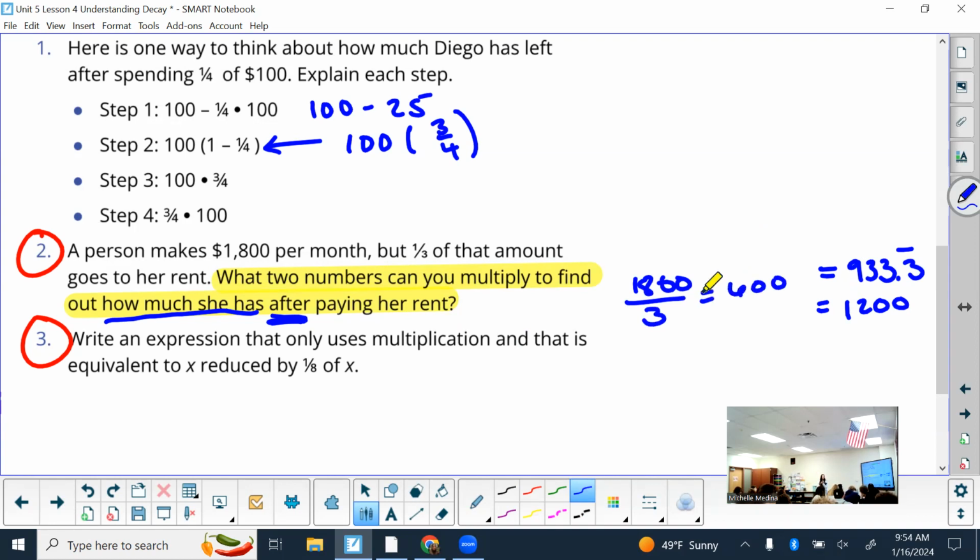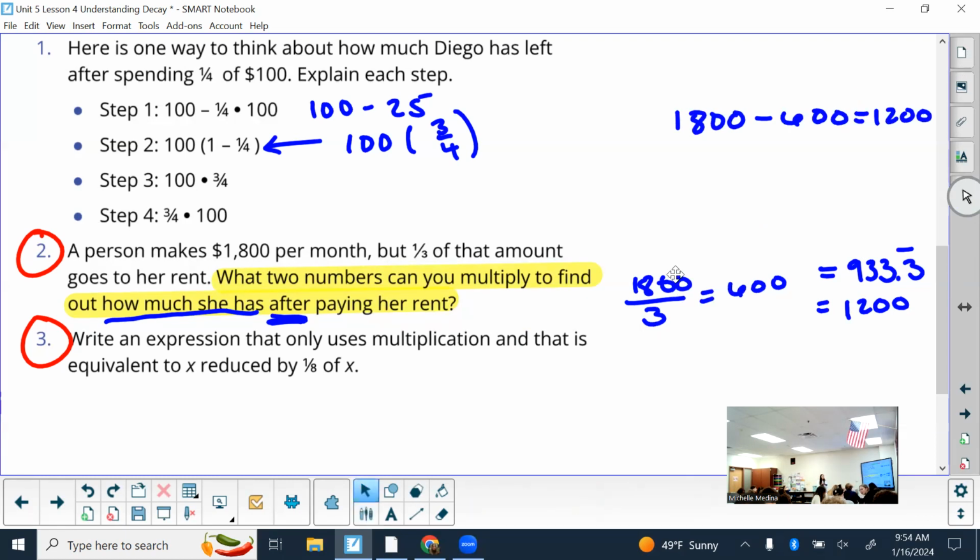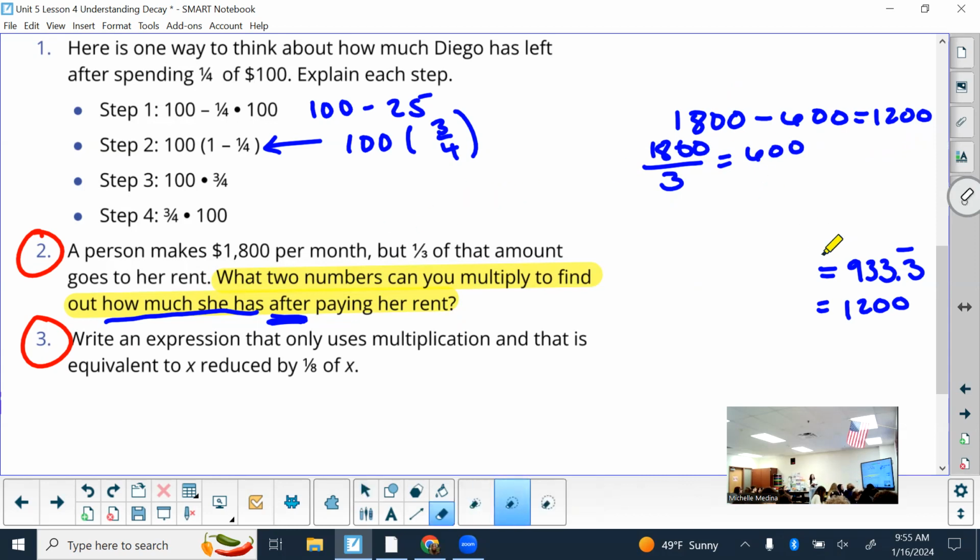Okay, so splitting 1,800 into thirds, there's 600 for each third, right? If she's losing only 1/3, that's 1,800 minus 600. That does equal 1,200, so that is how much she has left. But was there any multiplication in those steps? No. So while that is the answer, 1,200, the question now is what two numbers can I multiply to find out that same answer? So let's see what table 1 says.